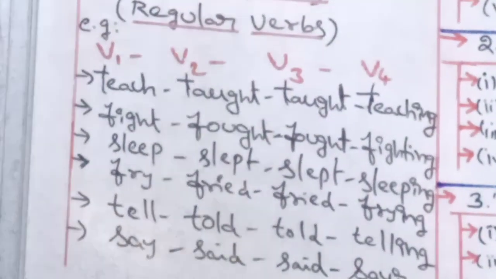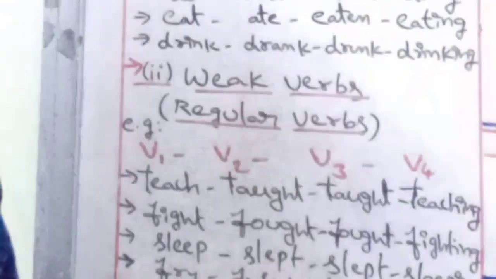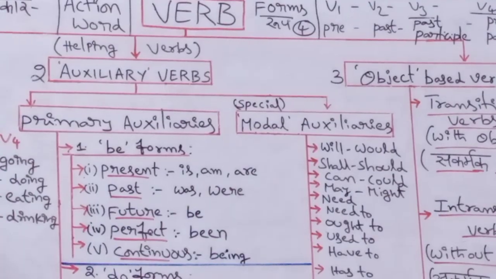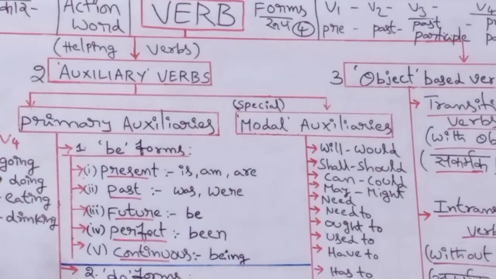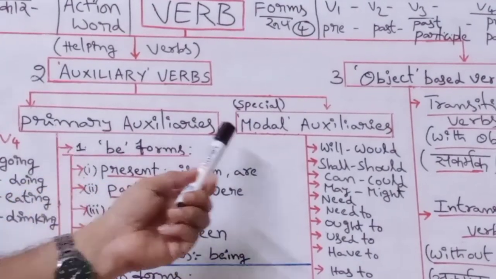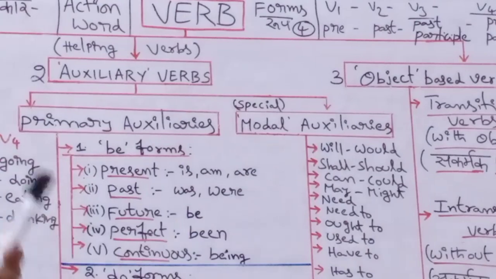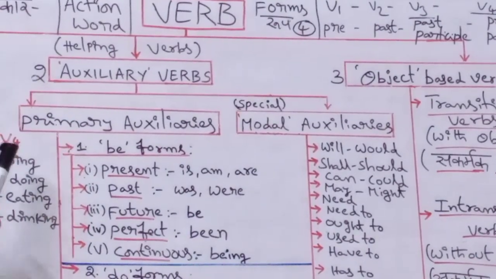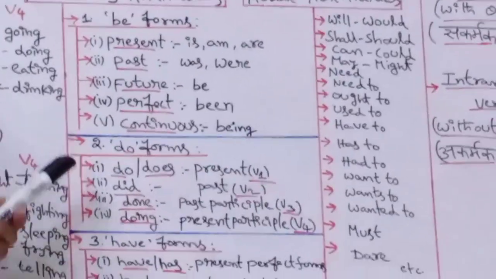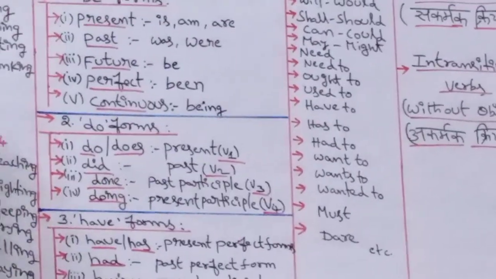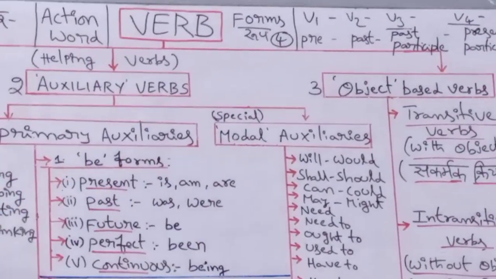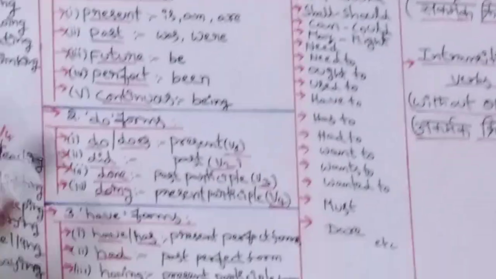And now let's move on to the second type of verb, that is auxiliary. These auxiliary verbs are again two types. They are primary auxiliaries and modal auxiliaries. Primary auxiliaries are again divided into three types. They are be forms, do forms, and have forms. I am just giving the introduction.